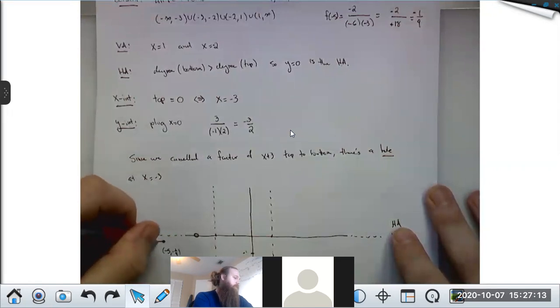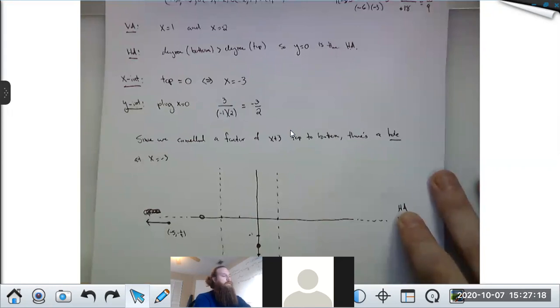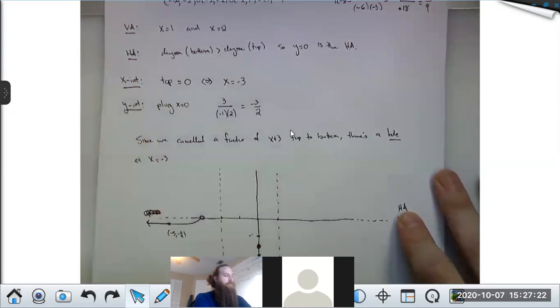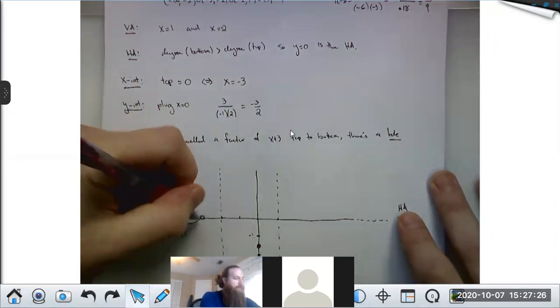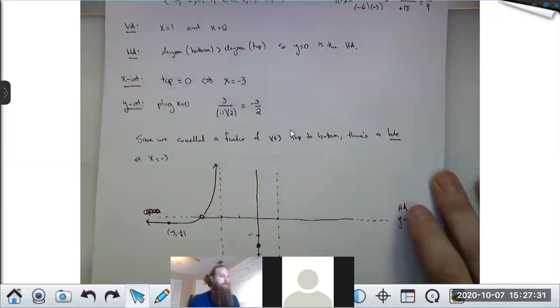And that tells me, because I'm negative there, that I'm approaching my horizontal asymptote from below. So then I come here. This was going to be an x-intercept. So I would go like that. And then I approach my vertical asymptote like this.